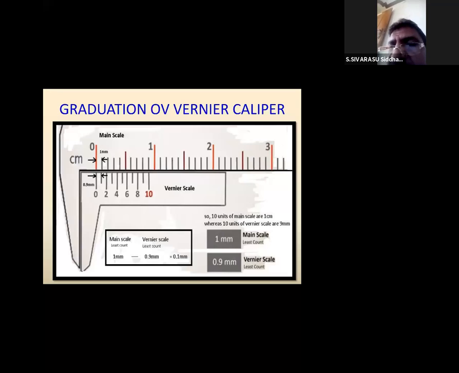In the main scale, you can see that one main scale division value is 1 mm. So 0 to 1 cm means how much? It is 10 mm. Now in this figure, what do you understand? 0 to 1, 2, 3 are centimeters. Up to that the centimeter is marked.